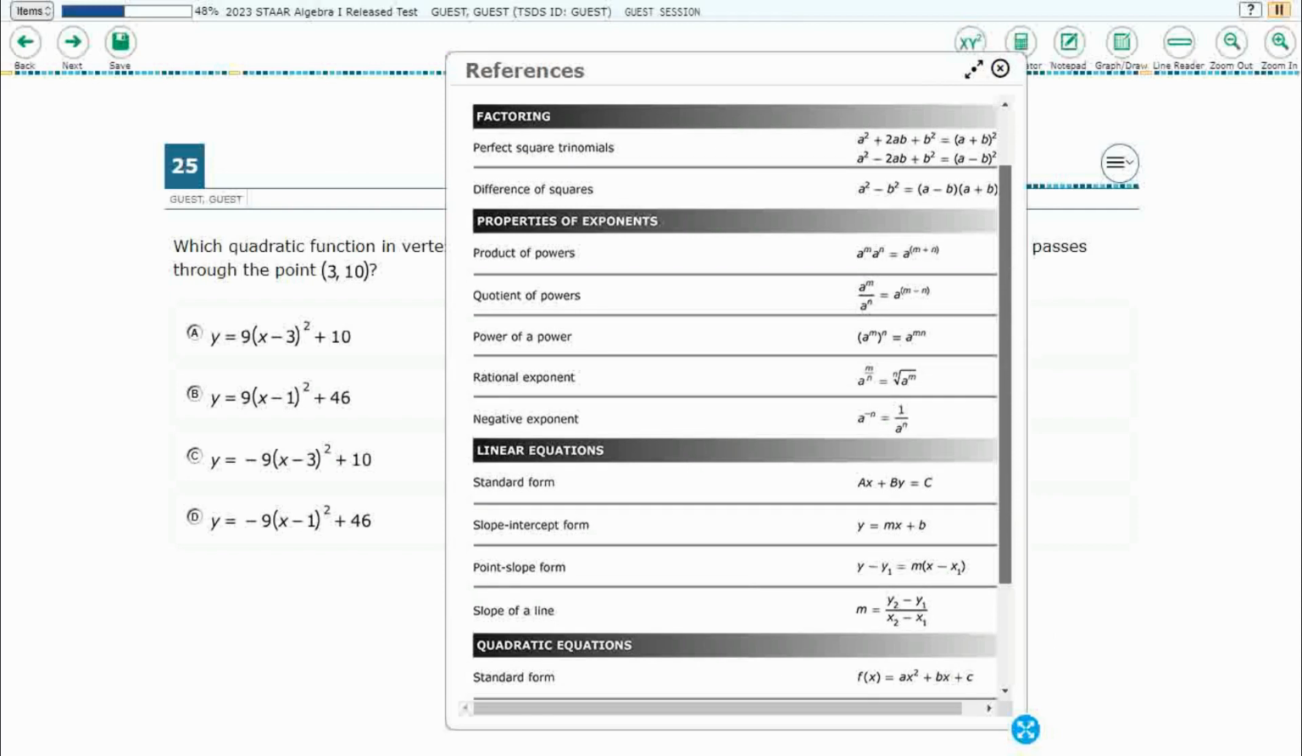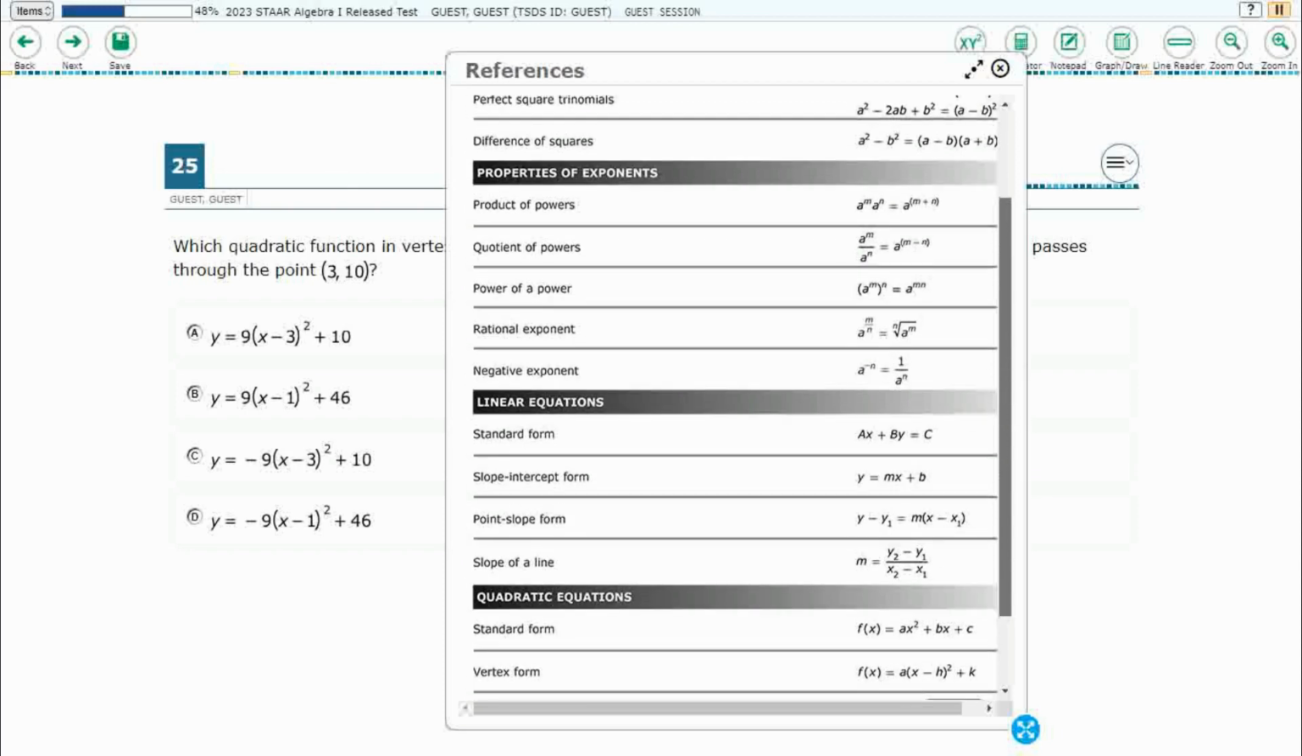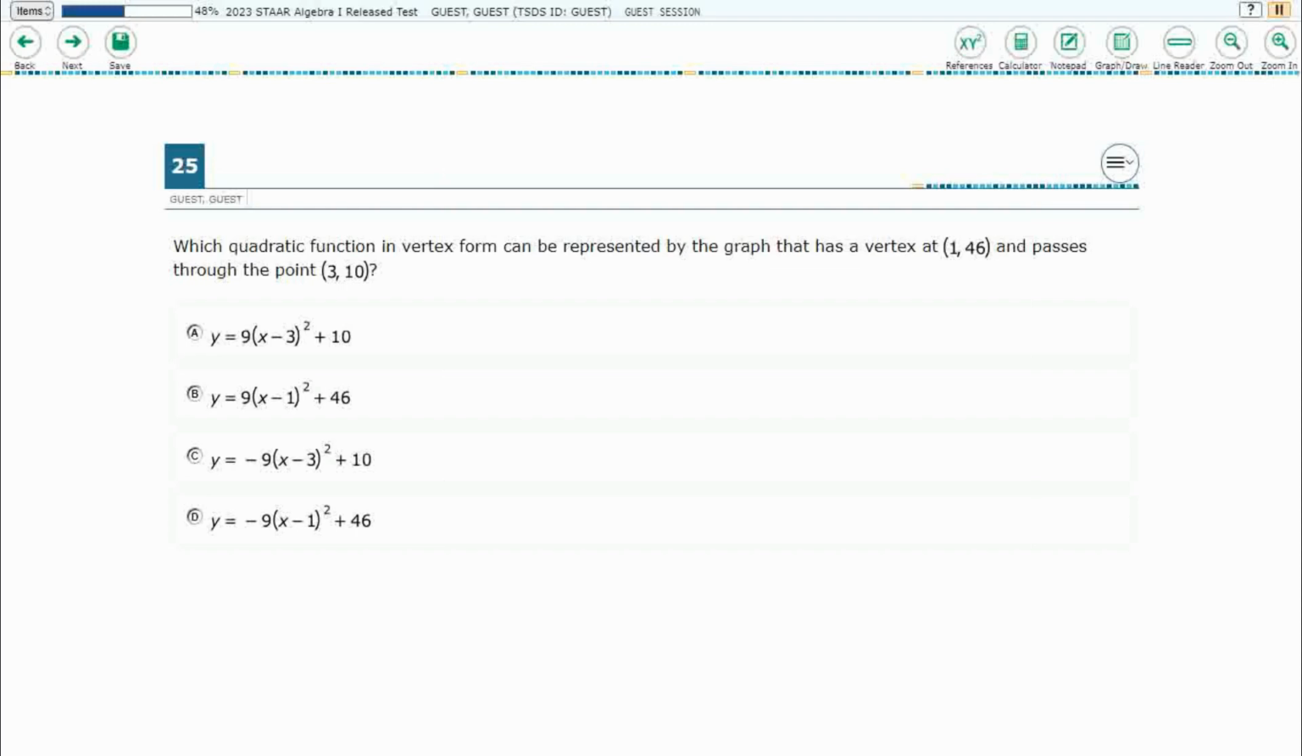We're used to f of x equals ax squared plus bx plus c. They actually give it to us in that vertex form. So we've got f of x, and then we've got the a, right? So we've got either a 9 or a negative 9. And then we've got x minus h squared, and then plus k. So that's the form that they give it to us in. Not quite as normally used as that standard form.